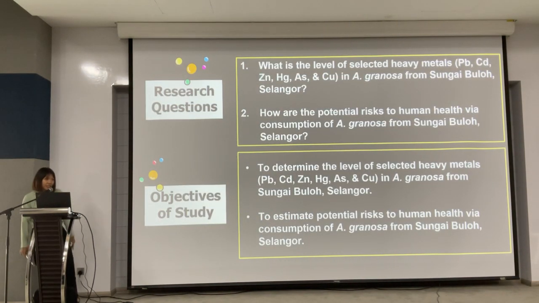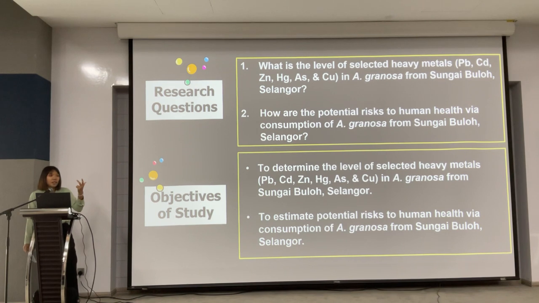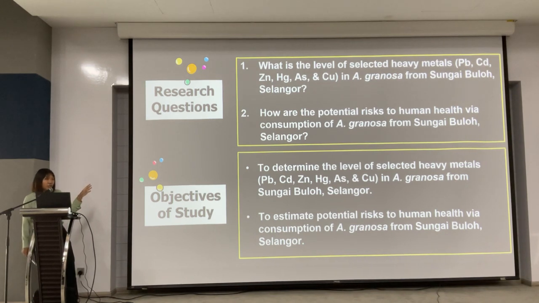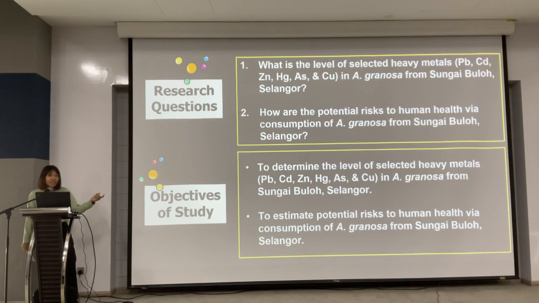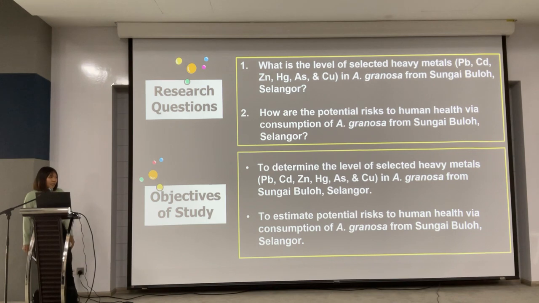These are my research questions. What is the level of selected heavy metals, including lead, cadmium, mercury, arsenic, copper, and zinc, in Anadara Granosa from Sungai Buloh, Selangor? What are the potential risks to human health after consumption? From my research questions, I link to my objectives, which are to determine the selected heavy metals in Anadara Granosa, and also to estimate the potential risk to human health after consumption.